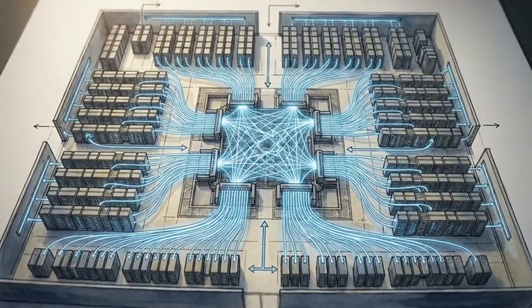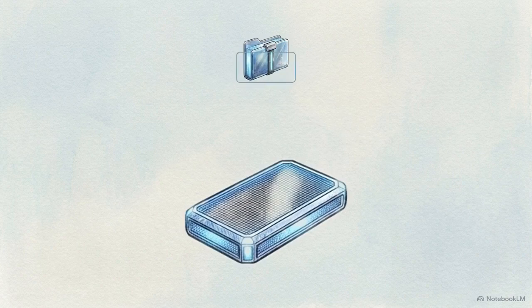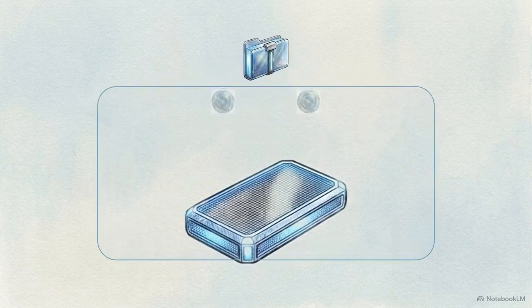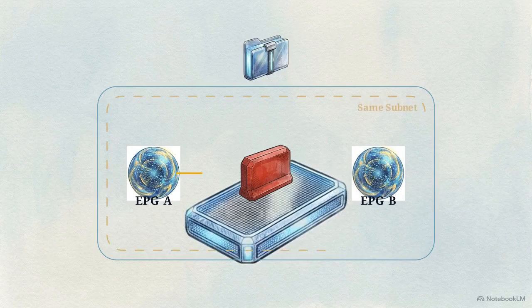Inside the bridge domain, an application profile acts as an organizational wrapper. It holds endpoint groups, or EPGs, the network's primary segmentation units. ACI's core security rule applies here. Endpoints within the same EPG can communicate freely, but traffic between different EPGs is instantly blocked. That default block is absolute, applying even if two EPGs share the exact same bridge domain or subnet.